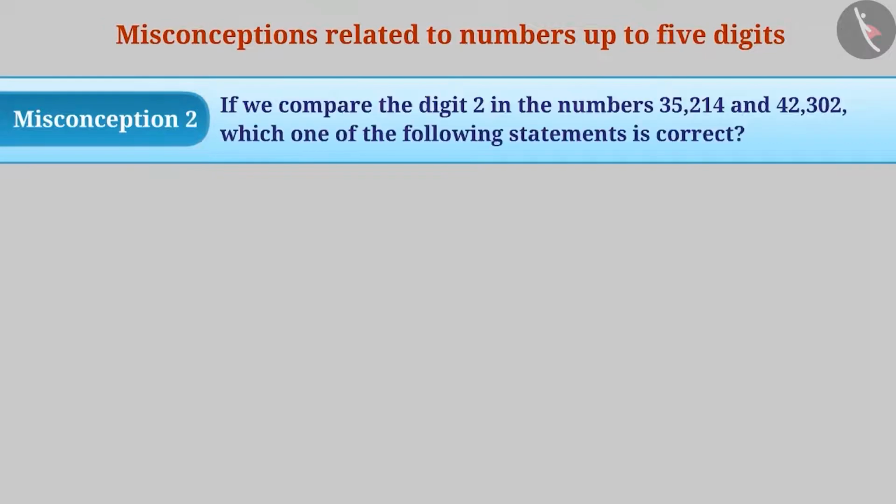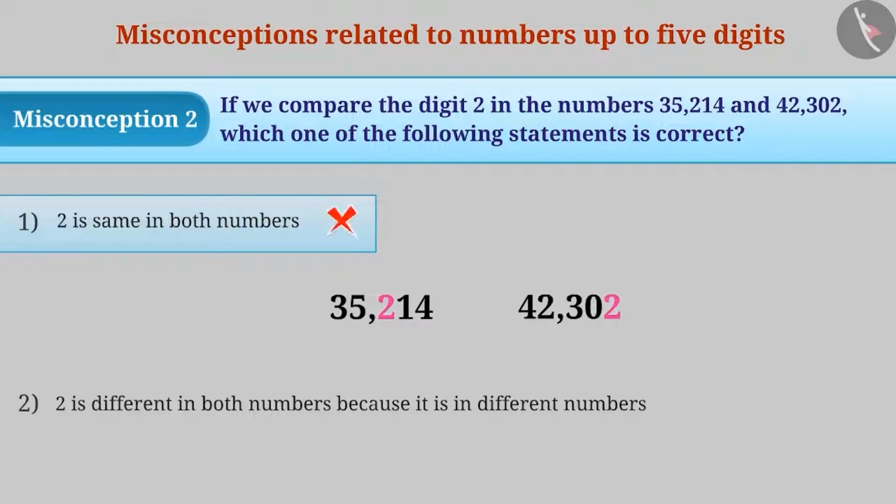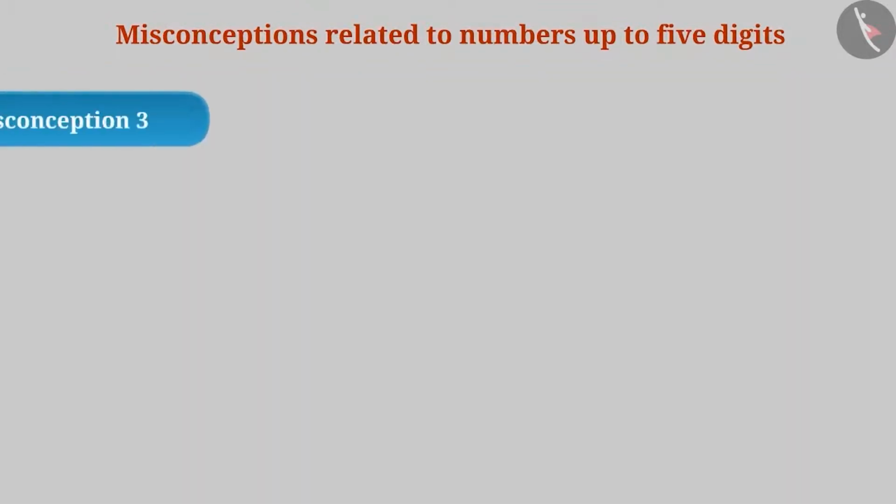Misconception 2. If we compare the digit 2 in the numbers 35,214 and 42,302, which one of the following statements is correct? Some students fail to understand the concept of place value, so they think that the 2 in the hundreds place is equal to the 2 in the units place or ones place. This is a misunderstanding. Sometimes it is known that the digit 2 is different in both numbers, and the reason behind it is not known. The correct understanding is that the digit 2 has different place value in these two numbers, so the digit 2 is different in both numbers.